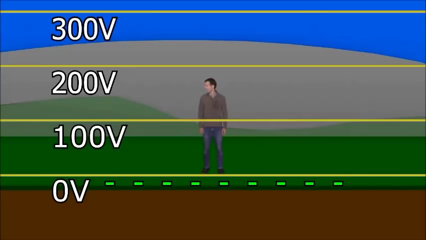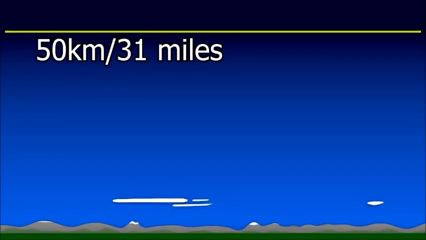We can draw these voltage increases using what are called equipotential lines. Notice that the ground is negative and the sky is positive with respect to each other. According to Feynman, this extends upward to 50 kilometers, or 31 miles, where the air is very conductive. This is the case in fair weather. In stormy weather, like a thunderstorm, things are quite different, and I won't talk about that here.